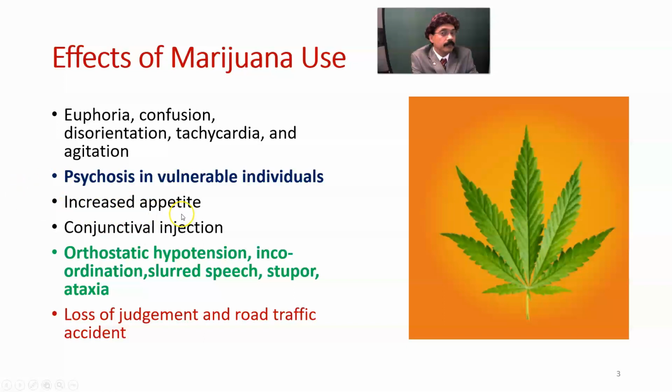Increased appetite, conjunctival injection, that is red coloration of the conjunctiva, orthostatic hypotension, incoordination, slurred speech, stupor, ataxia because of cerebral dysfunction, and loss of judgment, so a road traffic accident is possible. So it works on the brain, on the cerebellum, brainstem, and on the nerves.